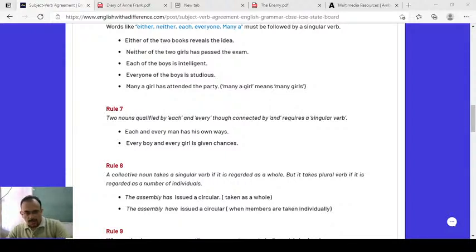We will continue with subject verb agreement that we started yesterday.